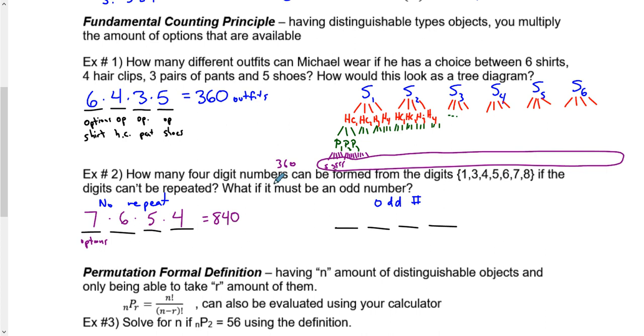So how about if we change the question? What if it has to be an odd number? Well, what makes an odd number? That's right. The last digit has to be odd.